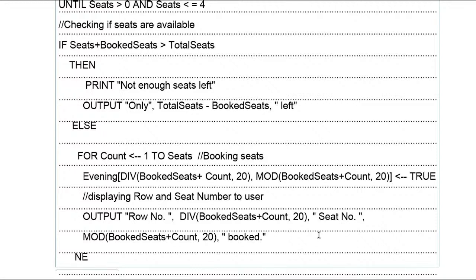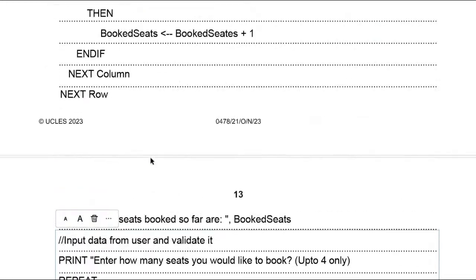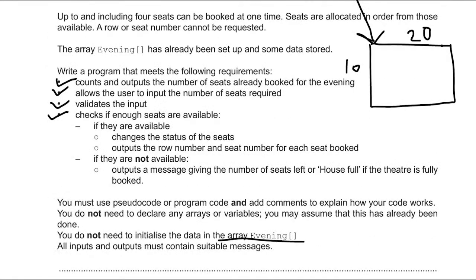And finally we are going to write next count to close the loop. We have nothing else left. We have taken care of the last bullet point as well. We have changed the status of the seat. We have output the row number and seat number for each booked seat. If they are not available, output a message giving the number of seats left, or house full if the theater is fully booked.